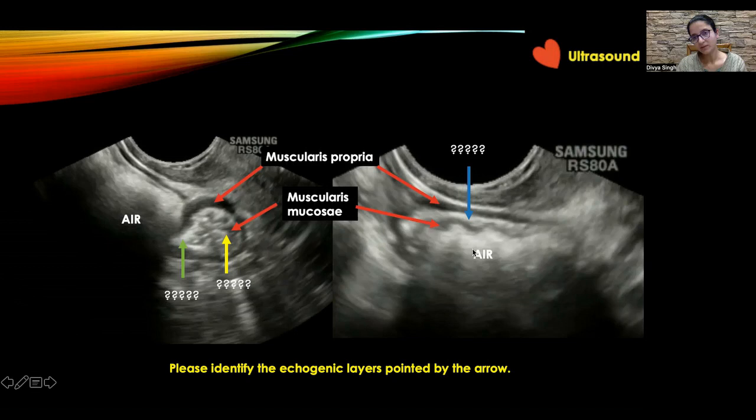Again, this is another image, a bit longitudinal section. This hypoechoic layer on the outer aspect is the muscularis propria. On the inner aspect, this thinner hypoechoic layer in the rectal wall is the muscularis mucosa. And in between the muscularis propria and the muscularis mucosa, what is this echogenic layer? This echogenic layer is nothing but the submucosa.